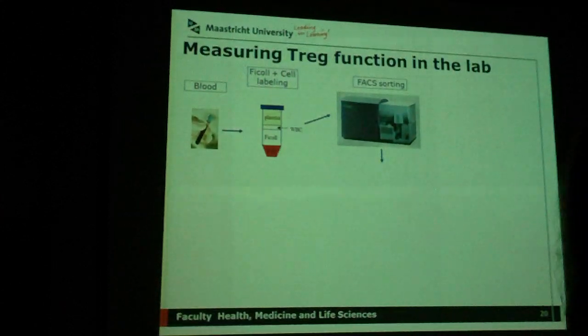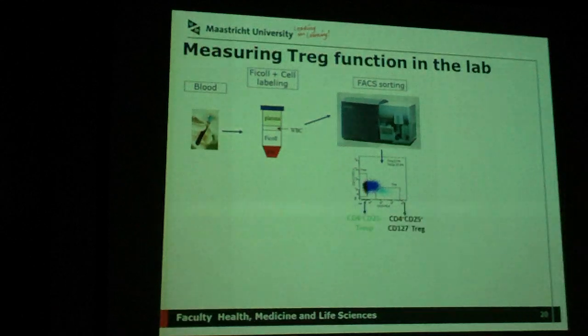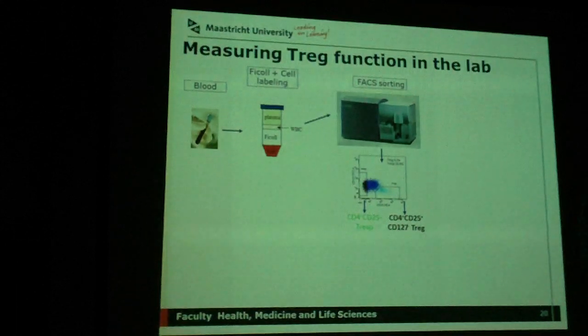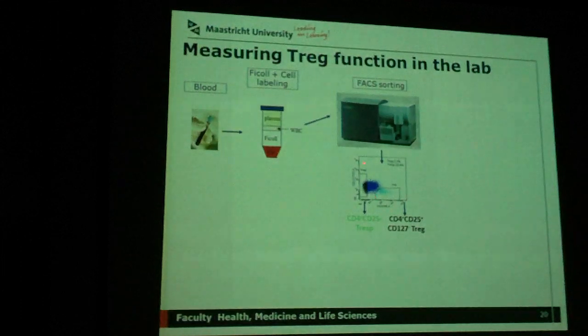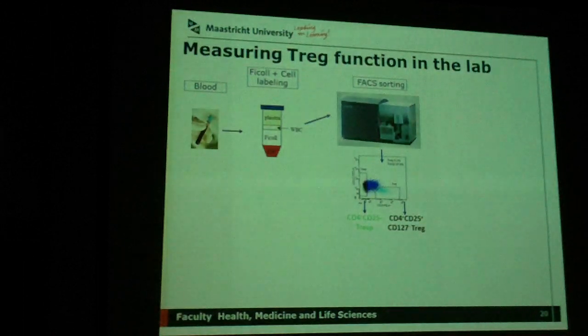By flow cytometry, I don't really know whether this technique is familiar. Okay. Then you get these kinds of pictures. So this is a T cell stained for CD127 and CD25, and here you can identify CD25 high cells which have a low expression of CD127. These are your Tregs, and you can ask the machine to sort them in a separate tube.